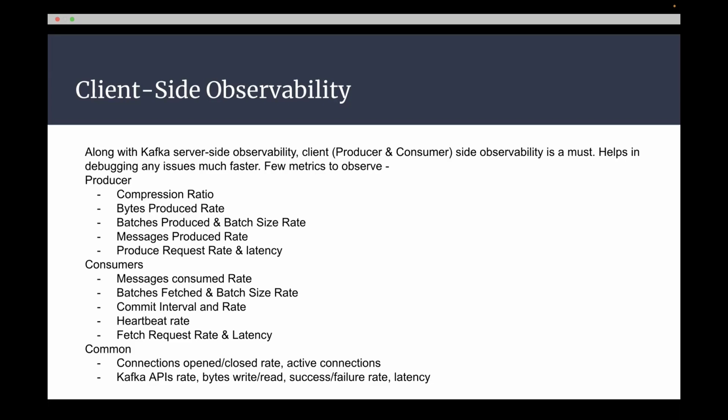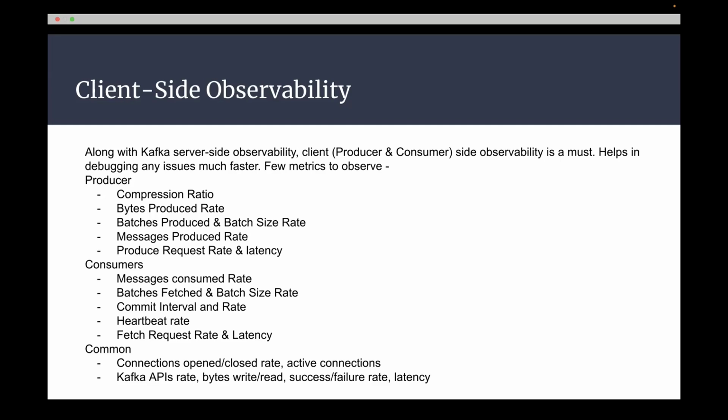Apart from that, you should also look at, this is a very important metric, batches produced and batch size. When you're batching the data, you know that you have put in some limits, but how your pod is handling things, you should get that observability in Prometheus so that you know how many batches are getting produced per second, what is my batch size in terms of number of messages and size, and what is the latency of the produce request. And similarly for consumers, what is the number of messages you are consuming, what is the commit interval, what is the heartbeat.